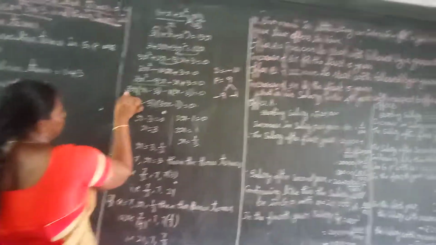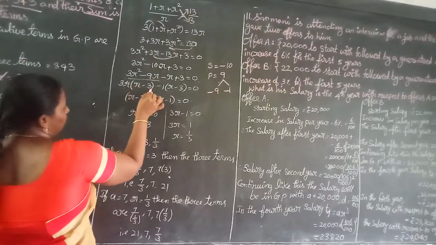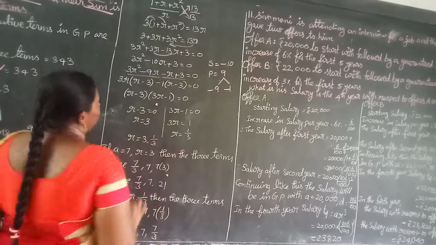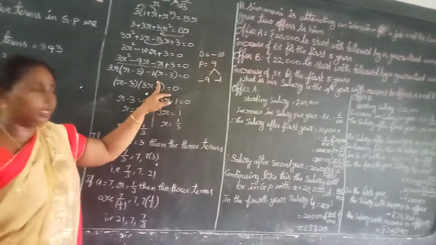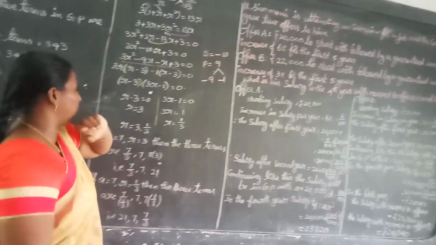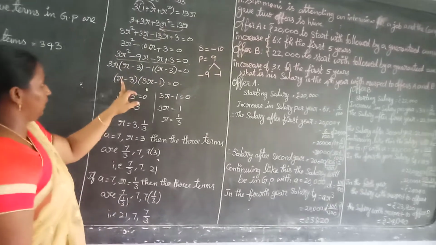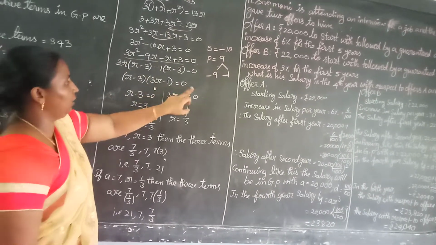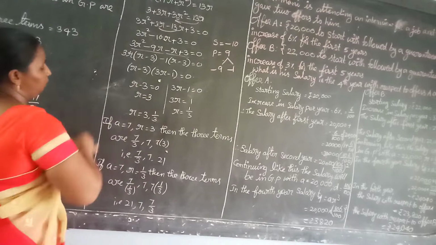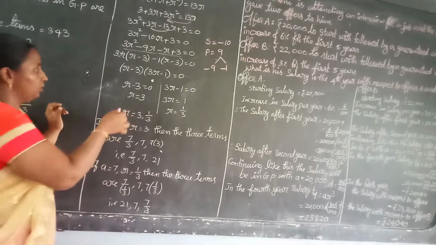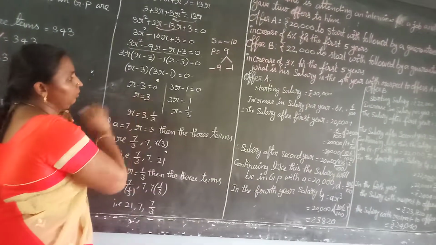In these first two terms take 3R as common. You will get R minus 3. In these two terms take out minus 1 as common. R minus 3 equal to 0. So R minus 3, 3R minus 1 equal to 0. So take this one first. R minus 3 equal to 0. Then you will get R equal to 3.